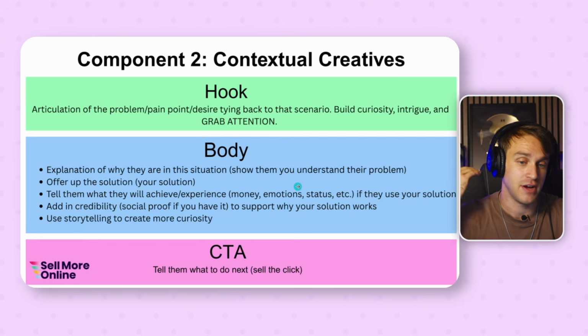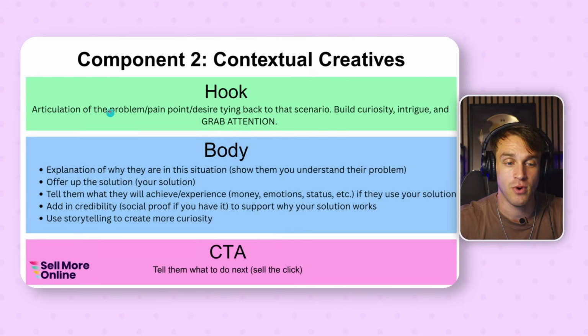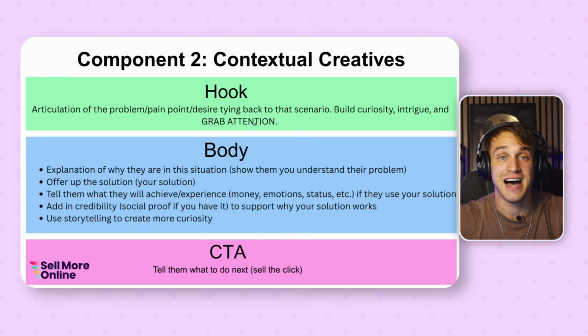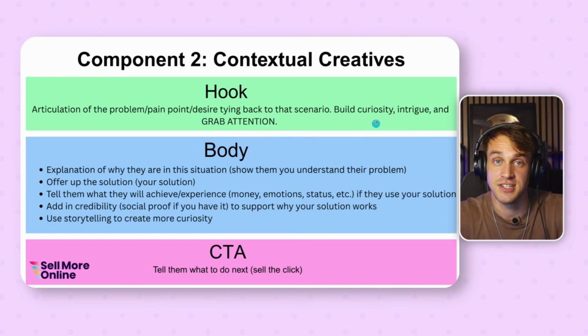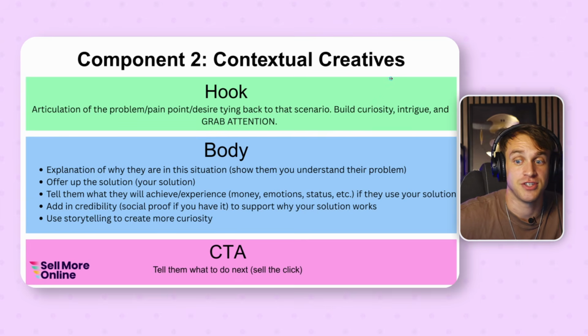This is the framework we follow, by the way, when we write ads. Whenever we have all those individualized reasons, this is what we follow. Very simple: hook, body, CTA. The hook is the articulation of the pain point, the problem, or the desire tying back to the actual scenario that we're articulating. We want to build curiosity sometimes, build up some intrigue, and just overall grab attention, okay? So we articulate the problem, pain point, or desire, and try out some of those curious hooks, intrigue, and just grab their attention.